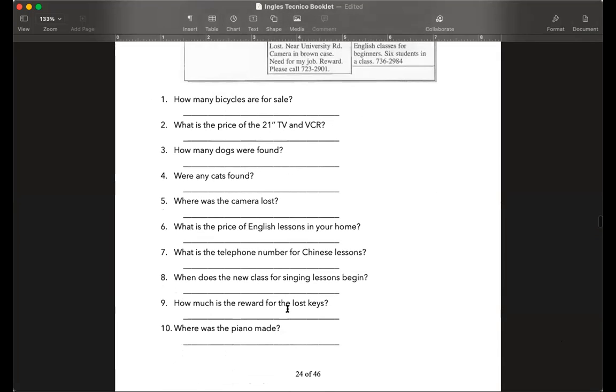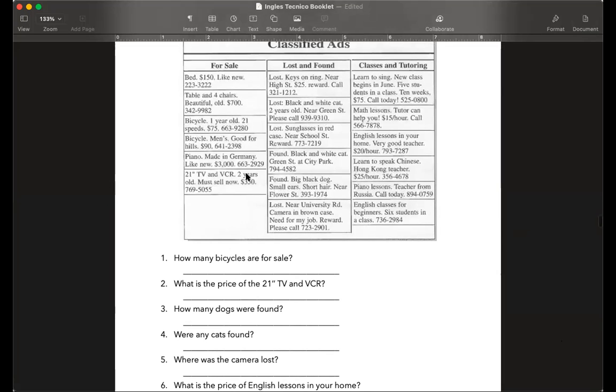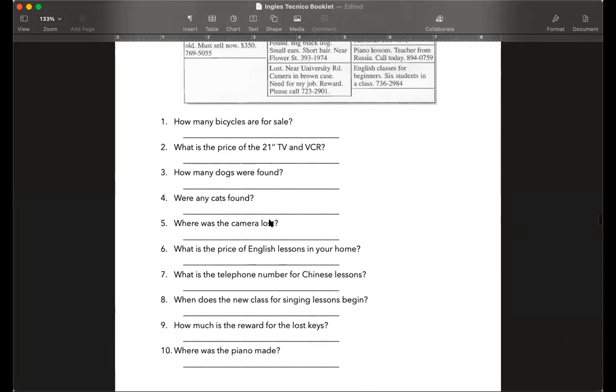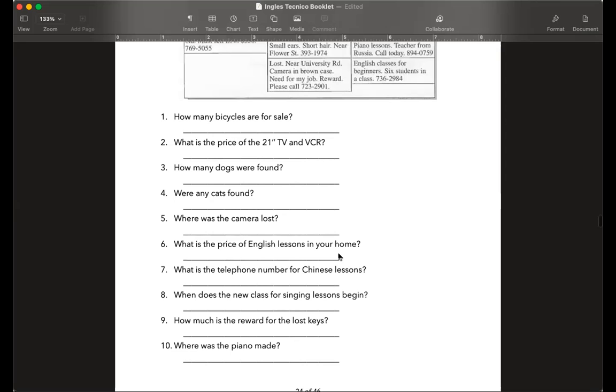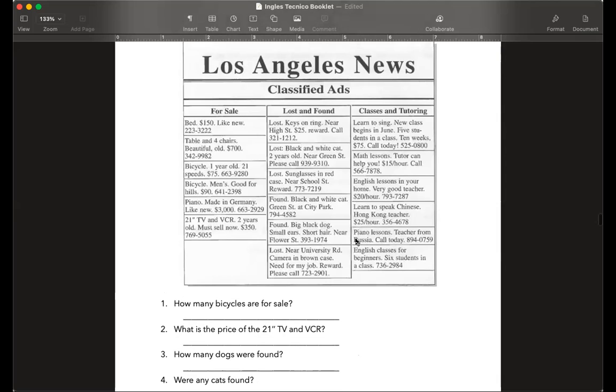So here we have the questions and you have to scan really quickly for the answers in the image. If not, you're gonna die. So you have to do it really quickly. I'm gonna give you 3 minutes, 3 minutos, para hacer esto, for you guys to find the answer. Because if we're scanning, it should be fast. Are you guys ready?